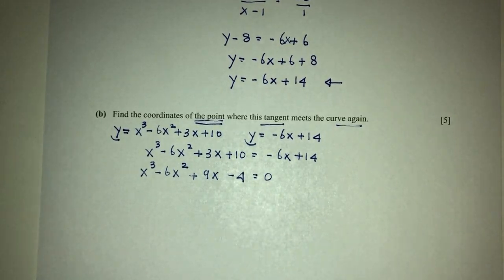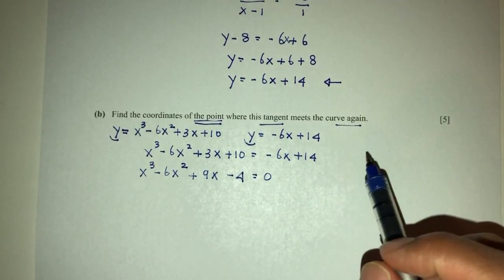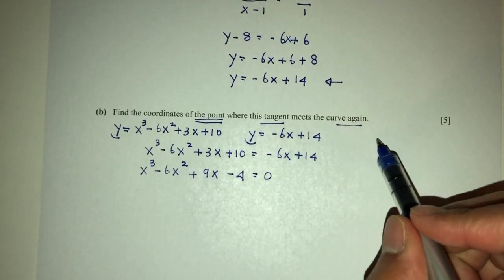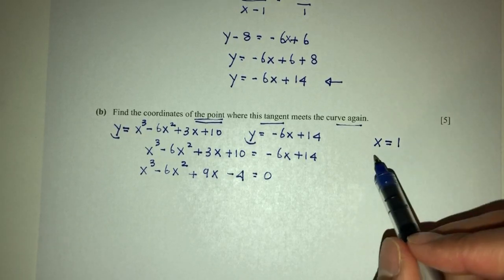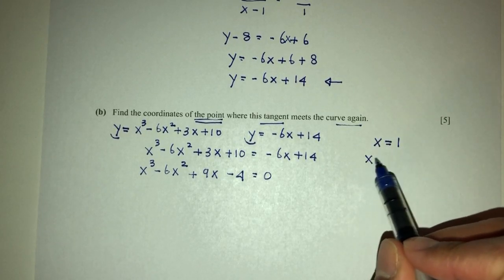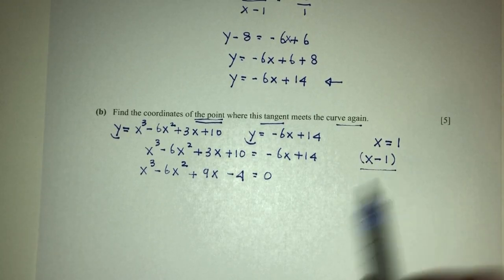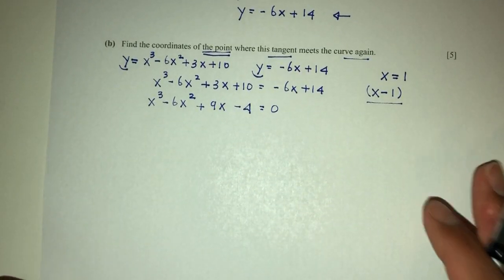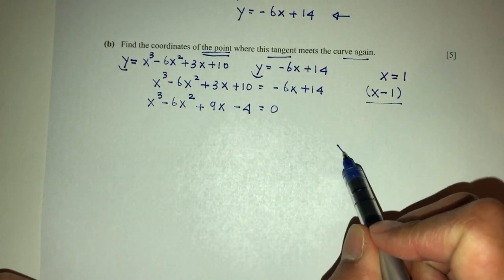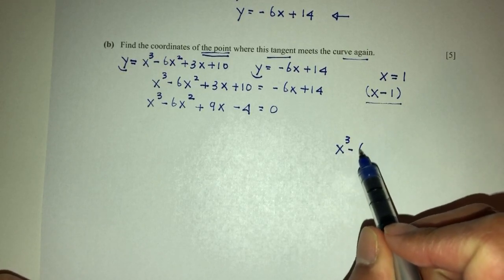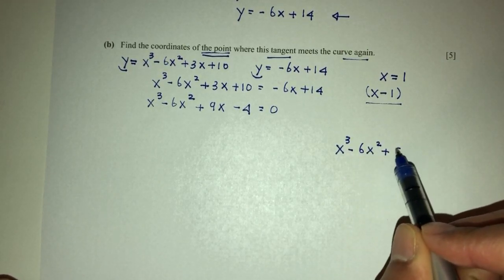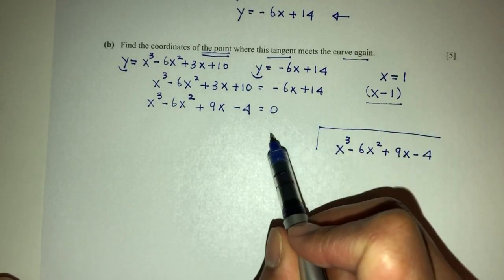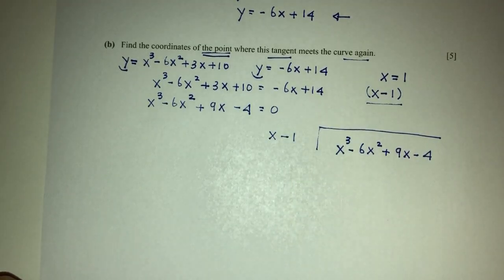Okay, so now we know already that one point of intersection is x = 1, which means that x - 1 will be one of the factors. So we can just find the other factors by using long division. Whenever we have cubic curves, usually we have to use long division when it comes to add math. We most likely will be using long division when we have something cubic.